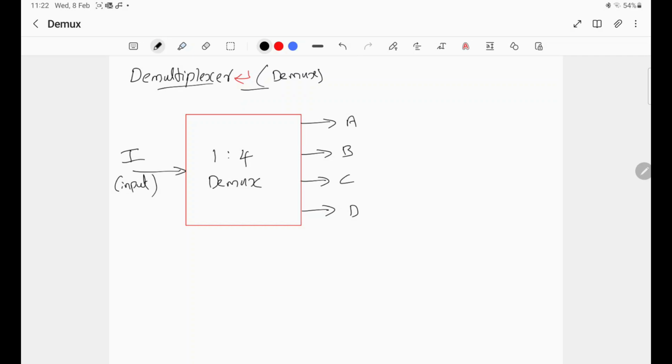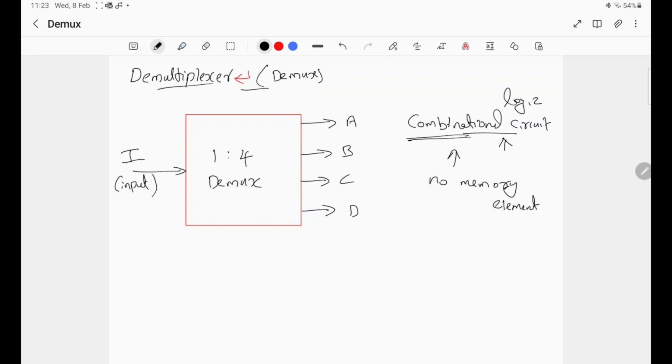So a demultiplexer is a combinational circuit. To be specific, we can say it is a combinational logic circuit. It is combinational because there is no memory element, or the output does not depend on the past input, previous history or previous output. Output depends only on the present input. That's why it is known as a combinational circuit or combinational logic circuit.